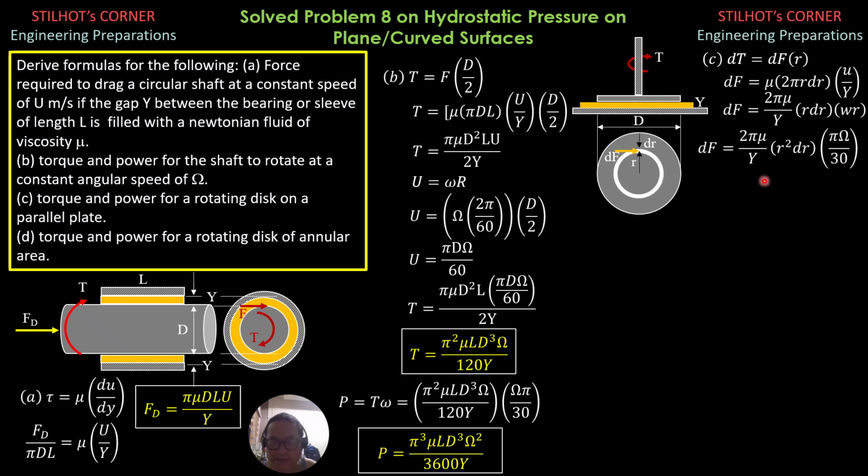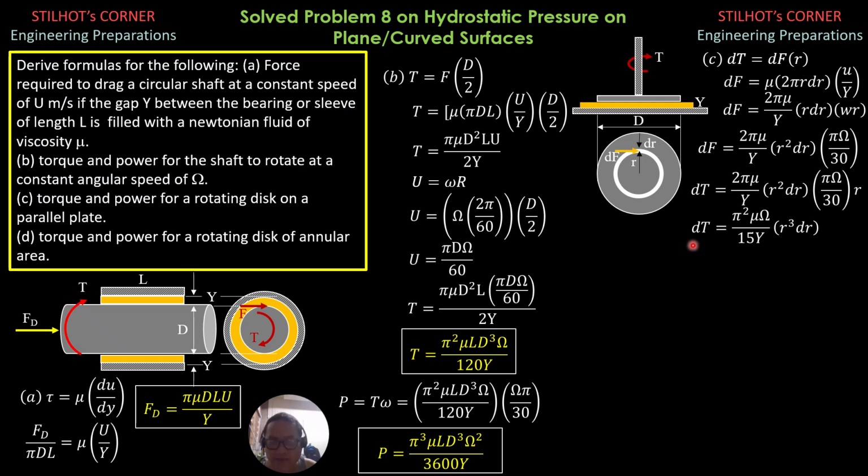So simplifying this, dF equals, or differential torque is equal to this dF here multiplied by r. And when we simplify this, we have pi square mu omega divided by 15y, then r cubed dr. So pi square mu omega over 15y, then r cubed dr.